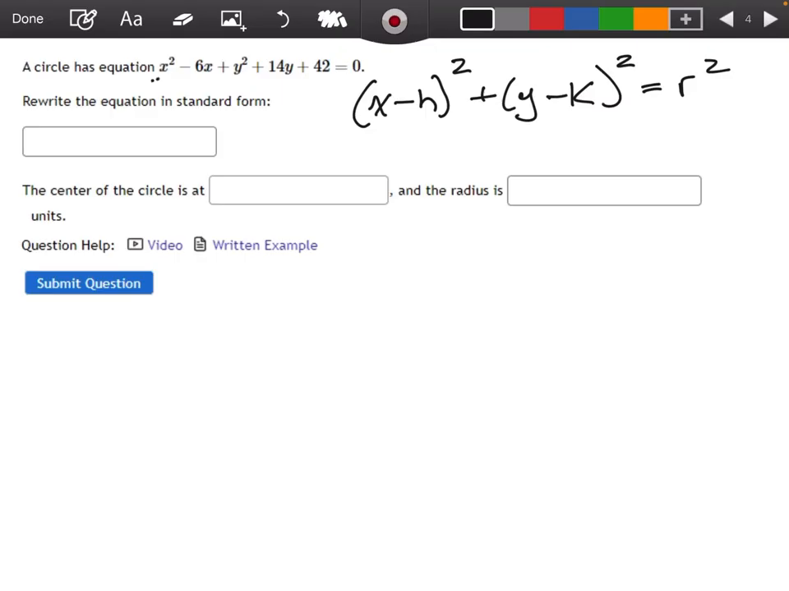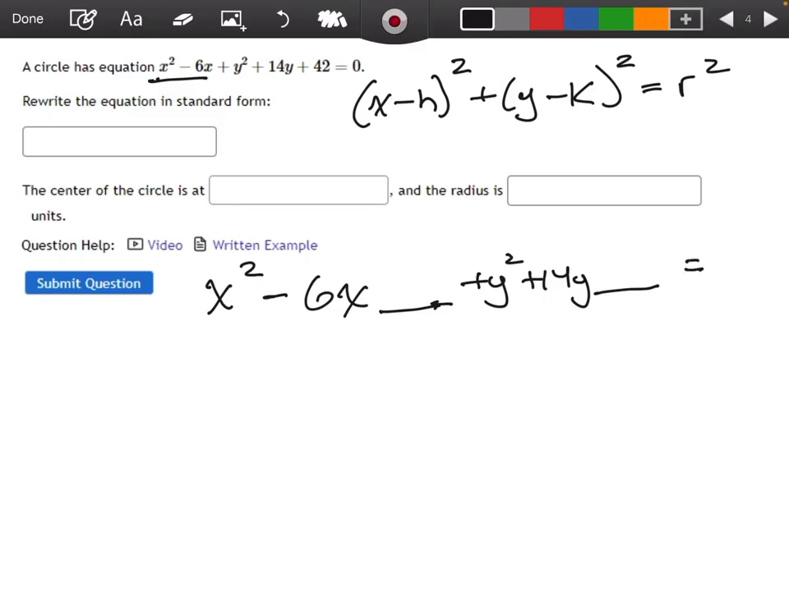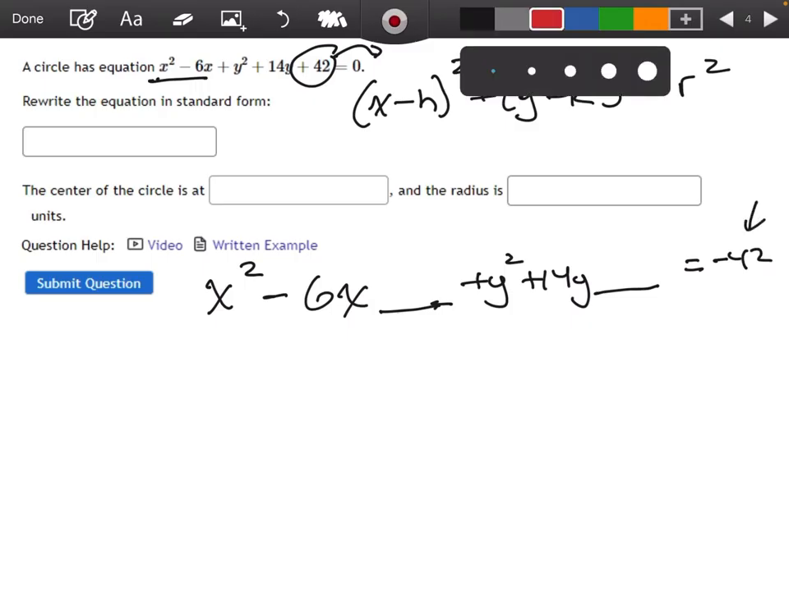Okay, so first thing I'm going to do, it's actually already kind of set up for me. I want to group my x's together, so I'm going to put x^2 - 6x. I am going to leave a little bit of a space here, and then I'm going to put y^2, which we already have, and 14y, which we already have. I'm going to have a little space over there. Now, this number 42, I do want to move it to the other side, so it's going to become a negative 42. Okay, so that's step one. Write it with this 42 on the other side, and leave some spaces here and here.